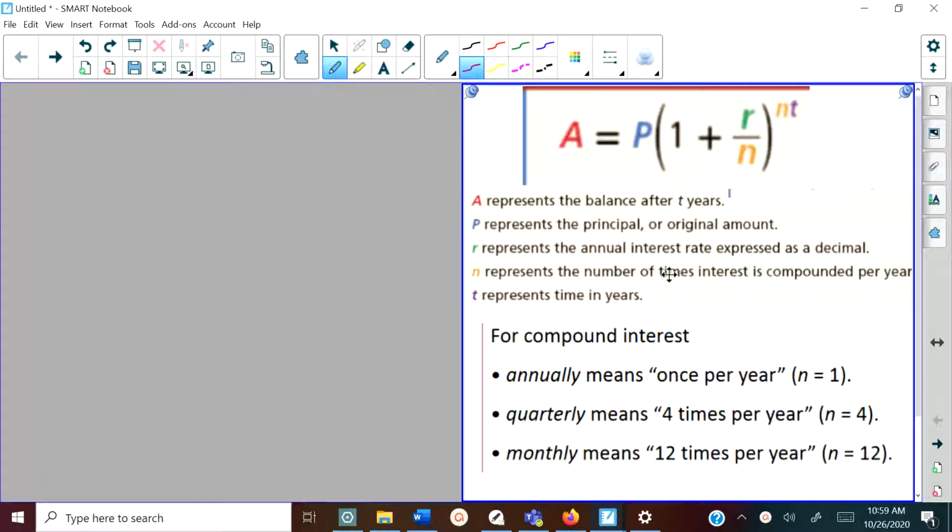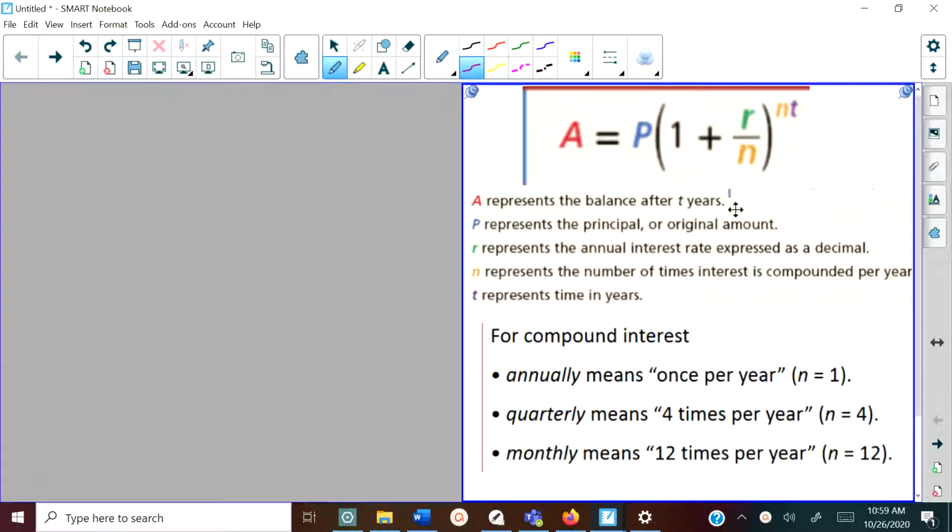So this is what you want to do. It's going to be some word problems, and you're going to look at the word problem and find everything from here except for A, because A is going to be your final answer, and plug those things individually into the formula.